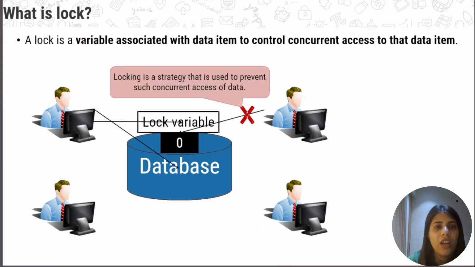Now what is a lock? A lock is a variable associated with the data item to control concurrent access to that data item. We can put a lock on that variable which one user is using at a certain point until the commit operation is done, and then the next user can use it. So this is the database. If this user is accessing a given set of columns or a table, then we will lock it with the lock variable so the other user cannot access that same data for a given period of time.